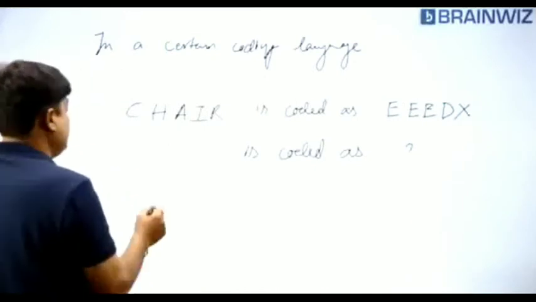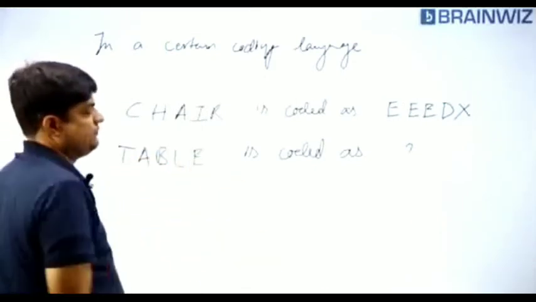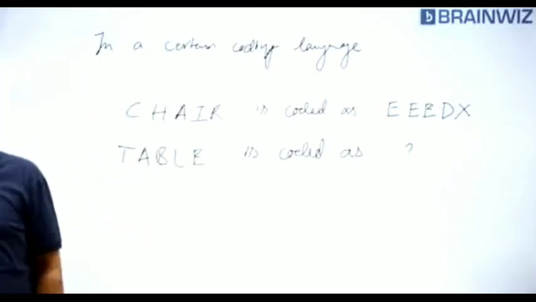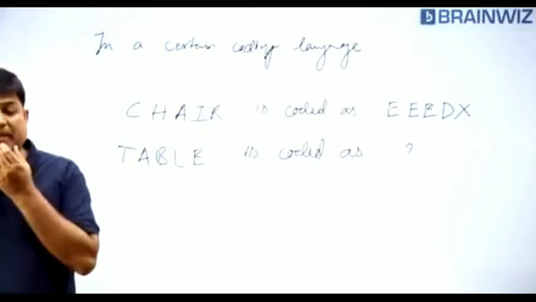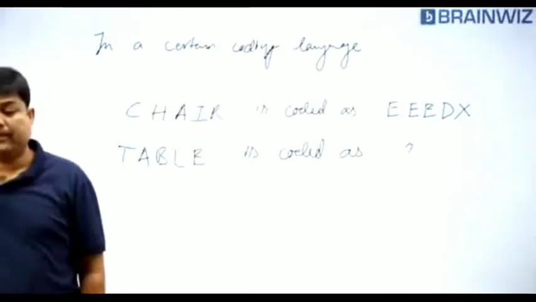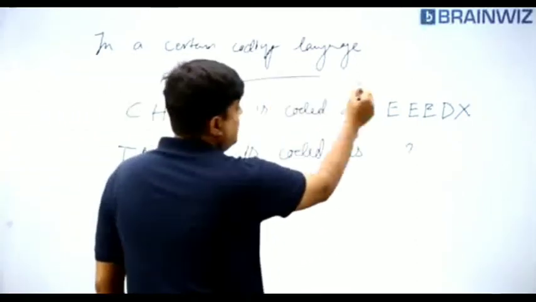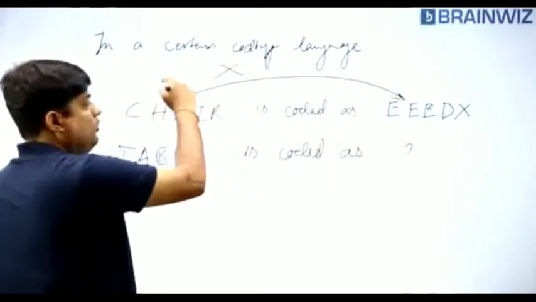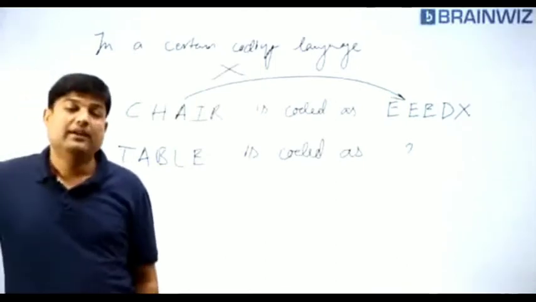How is the code word for table coded? In a certain coding language, the word cherry is coded as EEDX. Then we are supposed to find out how the code word for table is written. Following everybody? Now listen. Are you finding the same letters of the word chair here? No. Clear?